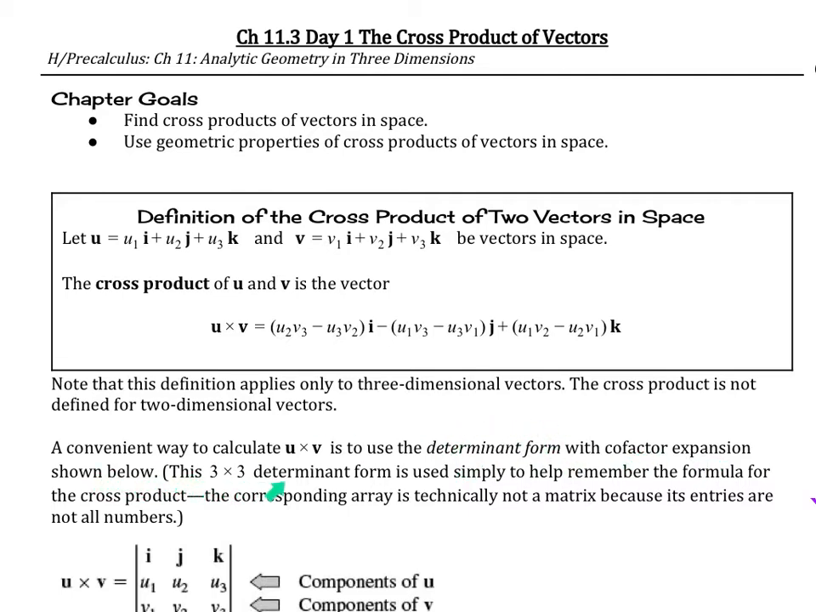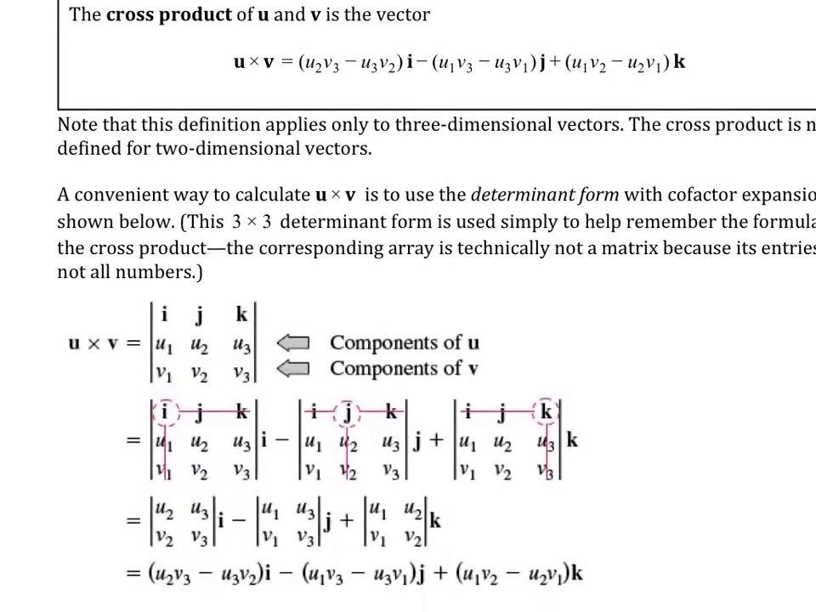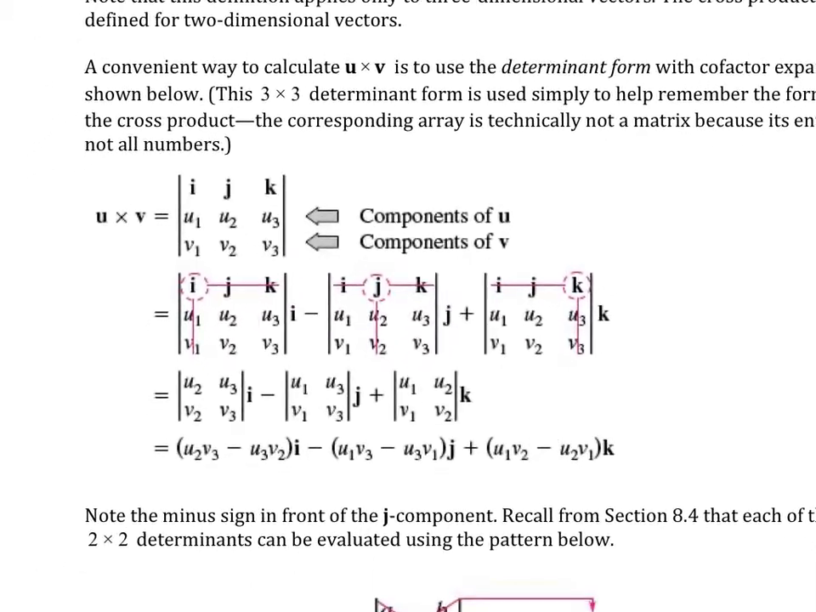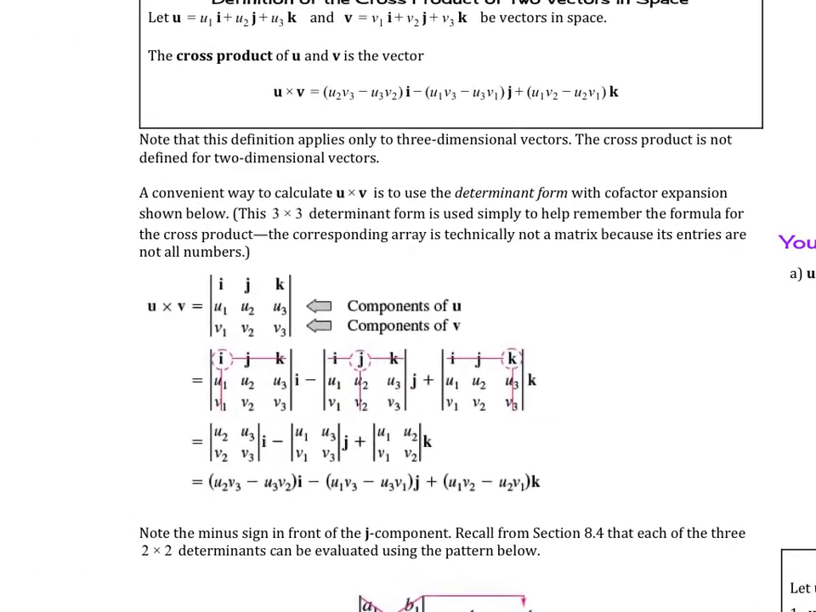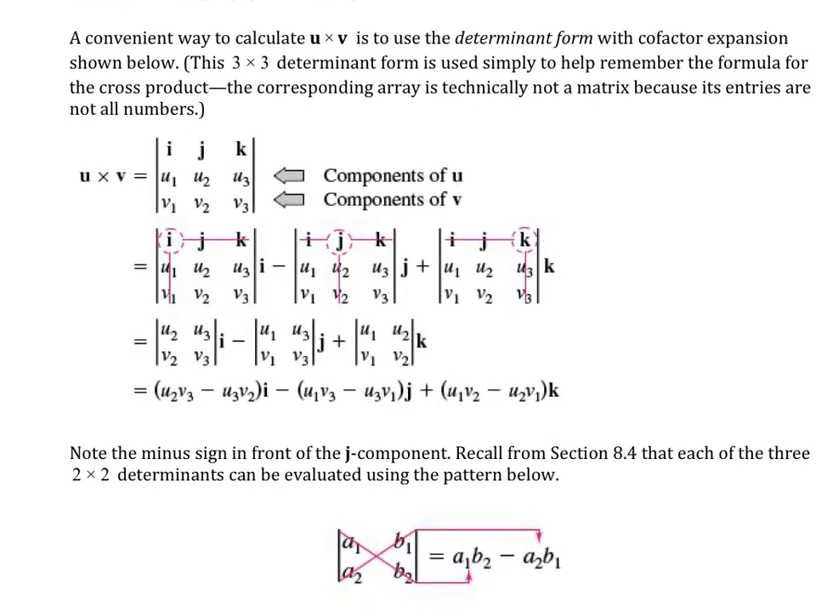This 3 by 3 determinant form is just used simply to help remember the formula for the cross product. The corresponding array is technically not a matrix because its entries are not all numbers. So this is what we're going to do in order to find cross products.